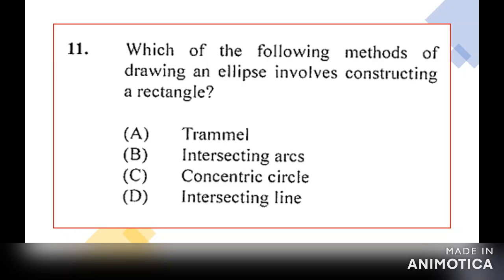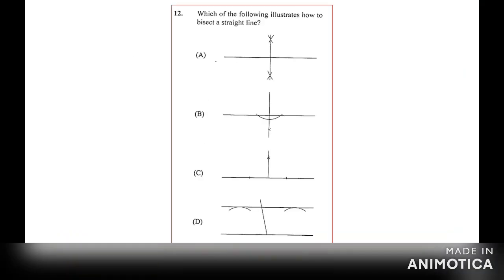To construct a rectangle in the ellipse, you will need to intersect lines. So I think they have like 4 different methods. If you look in your textbook, you will see the different ones. Okay. Number 12, which of the following illustrates how to bisect a straight line? How to bisect a straight line? That would of course be A for number 12.